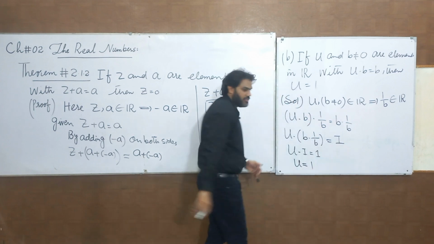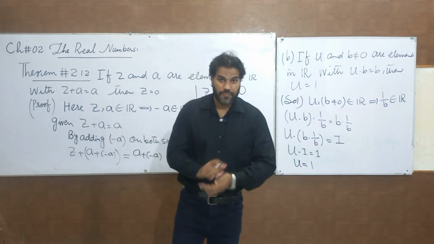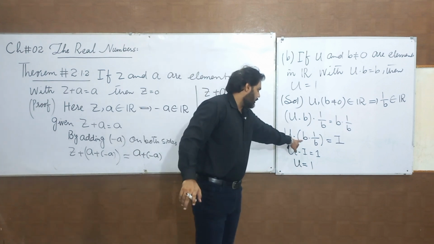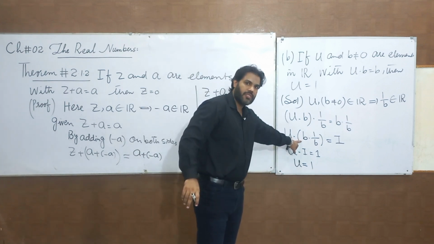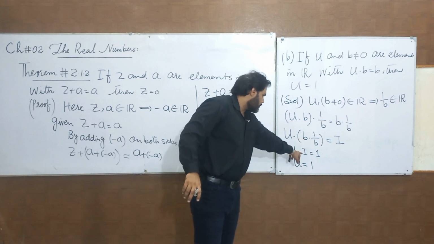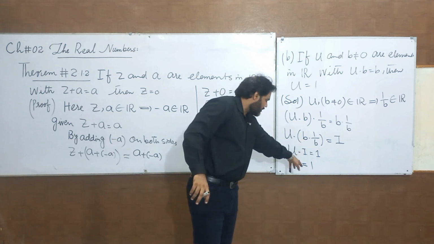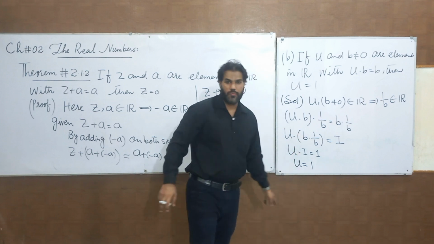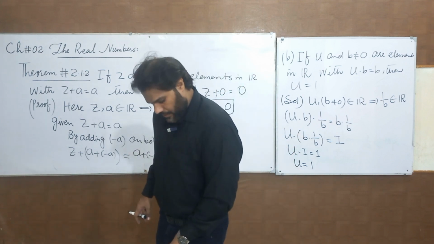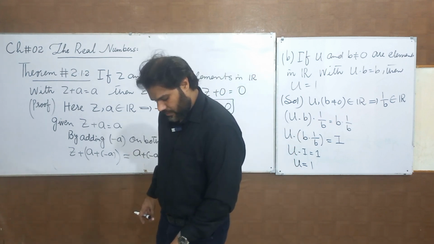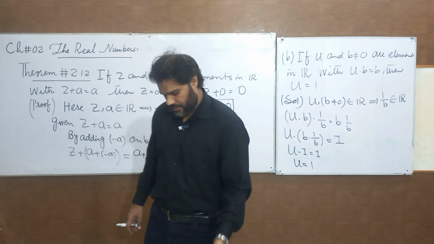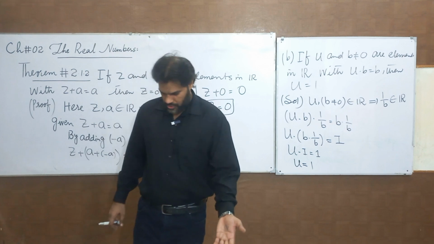And here you can mention all of the axioms that I have described. These are the reciprocal of each other, that's why this gives the result 1. 1 is the multiplicative identity, so this product is equal to u. In the next C part, if a is any real number, then we have to show that a into 0 is equal to 0.